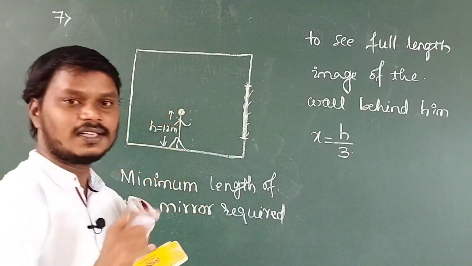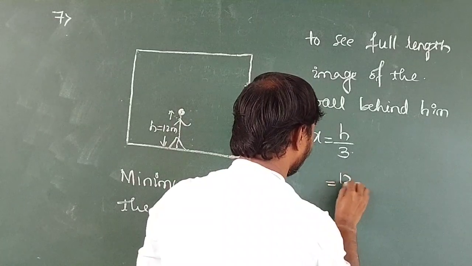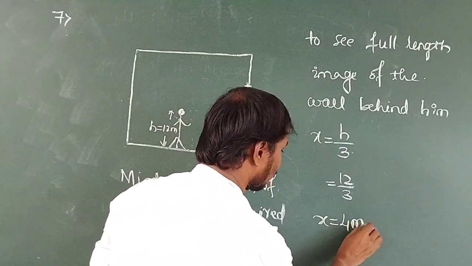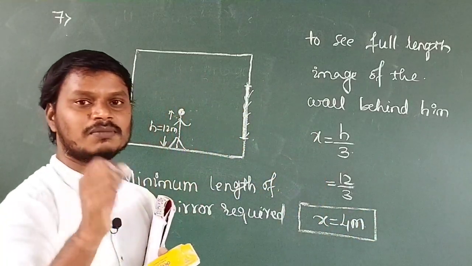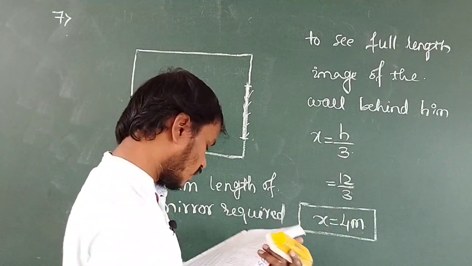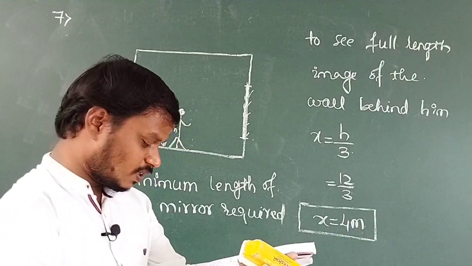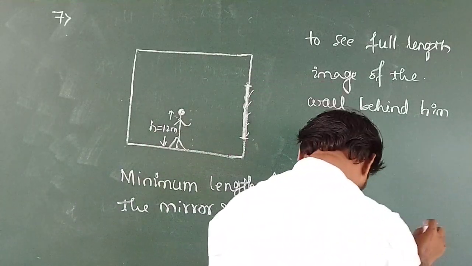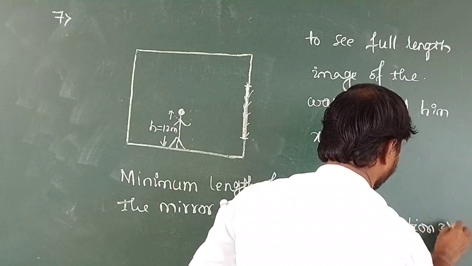Then what is the height of the man here? The height of the man is 12 meter. 12 by 3, that is 4. Then x is equal to 4 meter. So in order to see the full length image of the wall behind the man, the minimum length of the mirror required is how much? That is a 4 meter, which is the correct option here. So first option is 12 meter, second option is 8 meter, third option is 4 meter, and fourth option is 6 meter. Then option 3 is the correct answer.